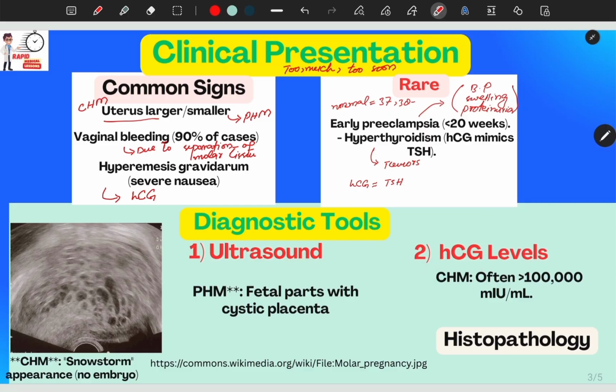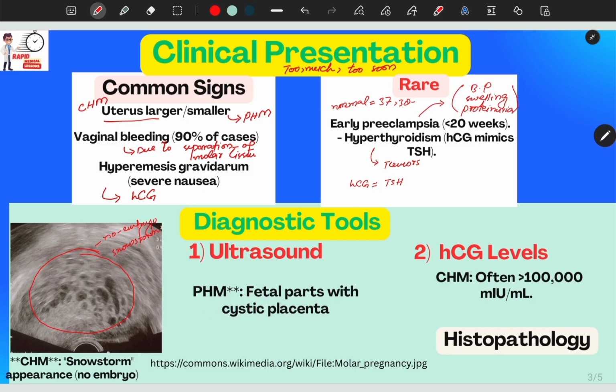What you see in the ultrasound visuals, two appearances are the key. In complete hydatidiform mole, you can see in this radiograph a classic snowstorm appearance, and you see no embryo, just swelling cysts. Snowstorm appearance is the hallmark feature of complete hydatidiform mole, while in partial hydatidiform mole, you see some fetal parts but with an abnormal placenta, resembling cystic spaces.